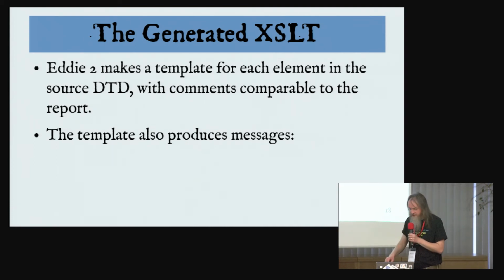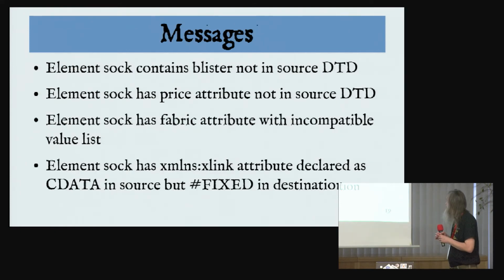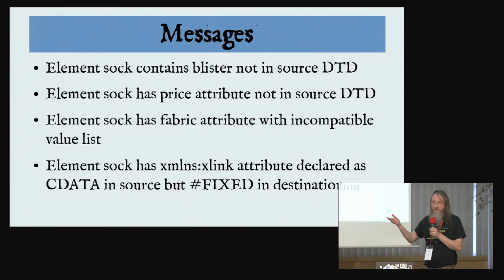So the template will produce messages. I might have a slide with, yeah, here we are. Element sock has fabric attribute with incompatible value list, or declared in CDATA in source but fixed in destination, and so on. These are the kind of messages it produces, and I can just sort them, sort pipe uniq or whatever on Unix. And I'll use uniq -c, and I'll get a count and the messages. Because the messages will all be the same anywhere in the DTD this occurs, they all sort together.